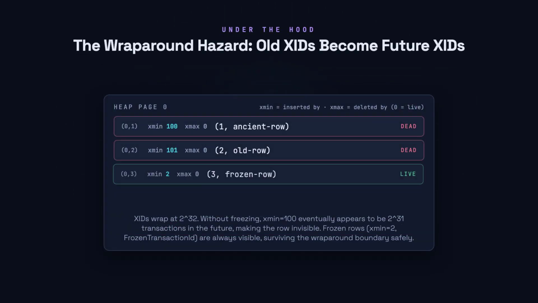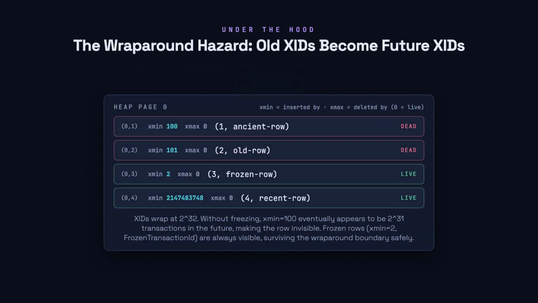XID arithmetic is modular. Once roughly 2 billion new transactions have run, the row born at XID2 sits more than 2 billion steps behind the current counter, and Postgres interprets it as belonging to the future. The row vanishes. Freezing replaces that raw XID with a sentinel that means visible forever.